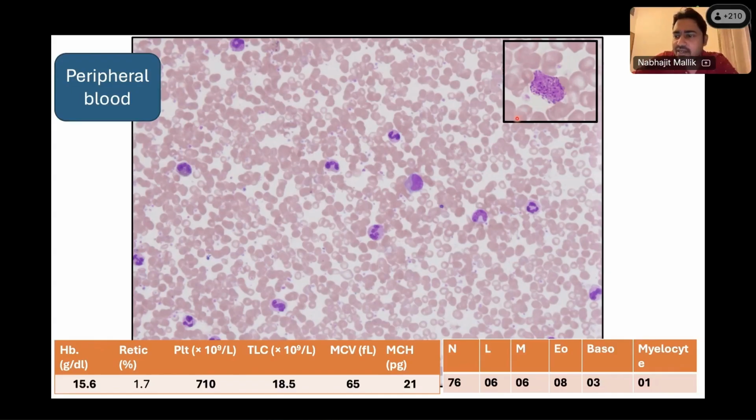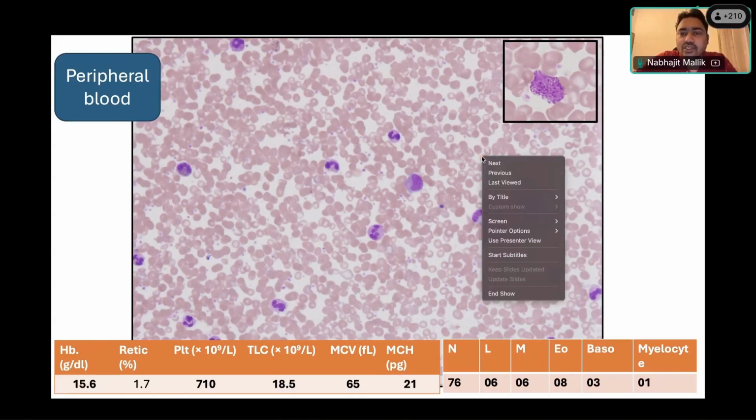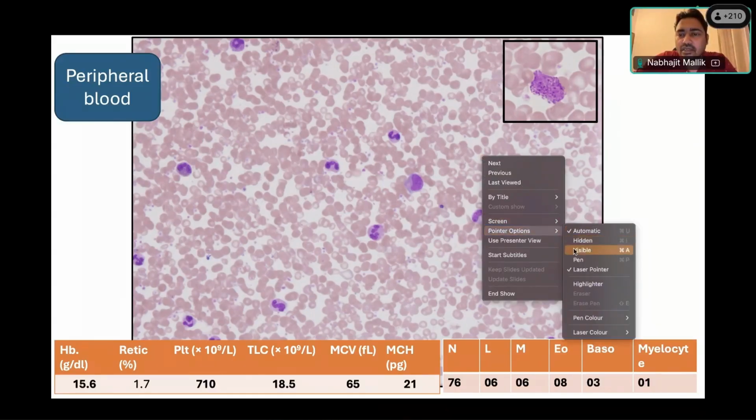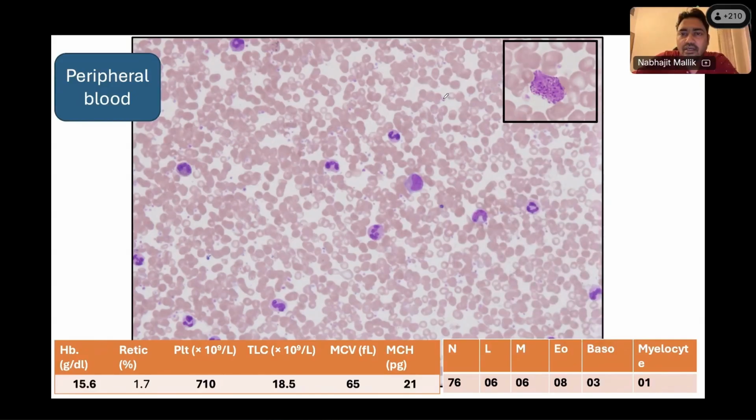Jasleen, are you there? Would you like to use a pen? Sure. Navjeet, or the kids maybe, yeah. Sure. Right. So this cell, Jasleen, the cell that is there in the inset, what cell is this? It's filled with granules, but I can't appreciate it.